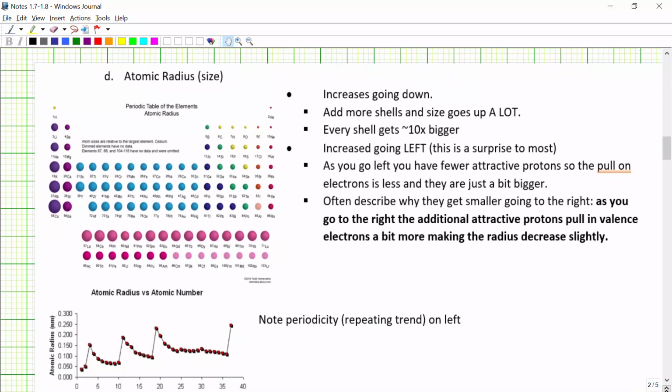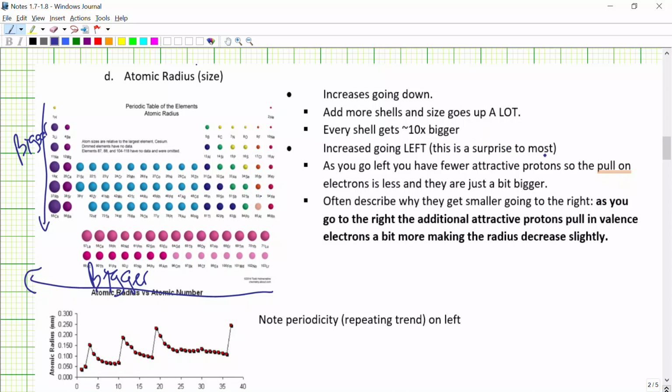Atomic radius, which is size. Notice it gets bigger as you go down, and it gets bigger as you go left. Okay, why? As you go down, every shell gets about 10 times bigger, so we're adding energy levels. It increases as you go to the left.